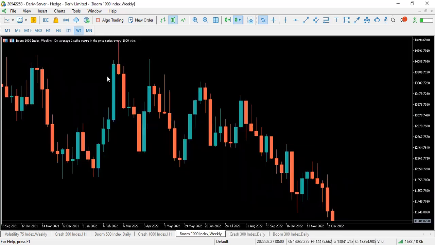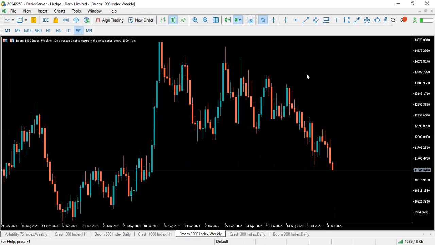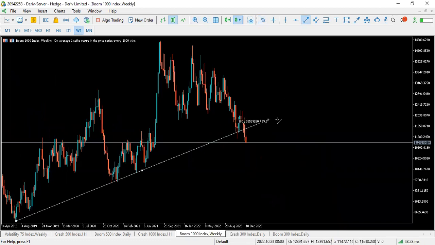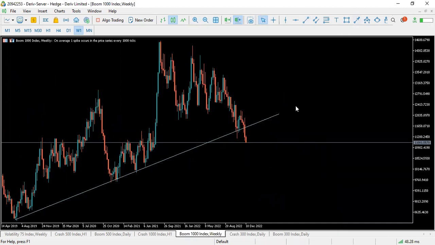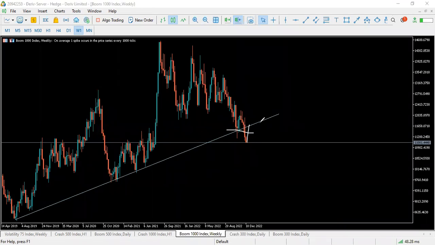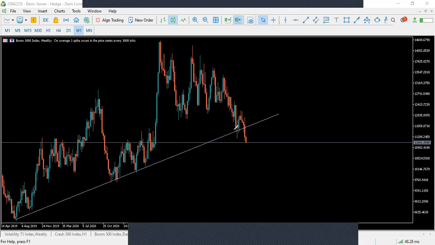Right, Crash 300, right, Boom 1000, looking from the weekly time frame perspective. We can actually see that it has been going down. And also, from this perspective, we'll get this major trend line here. Touch, was broken here. So that break on its own, already, we can actually expect some form of retest either to the trend line or back to the broken support area here. Either to the trend line or the broken support area. That's what we expect here.